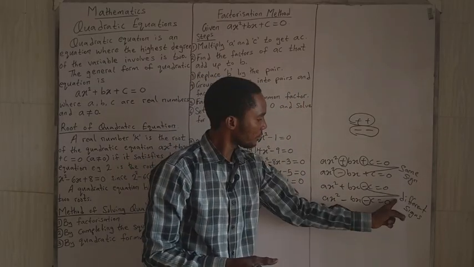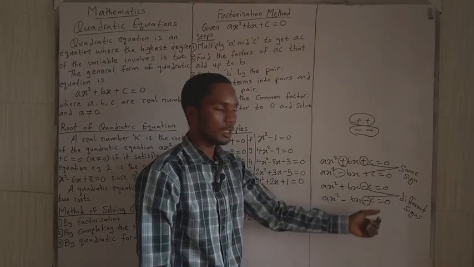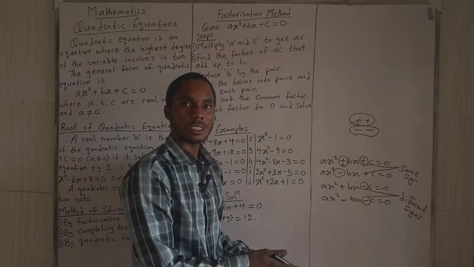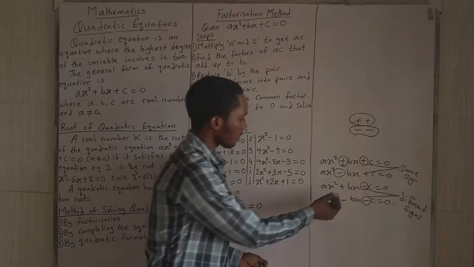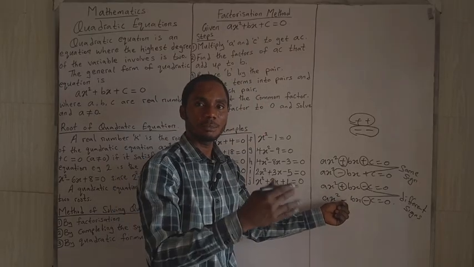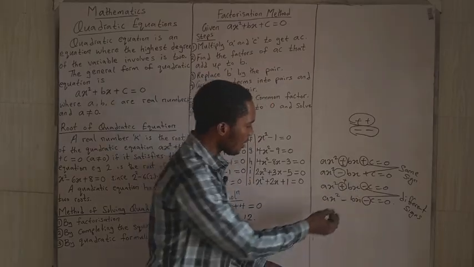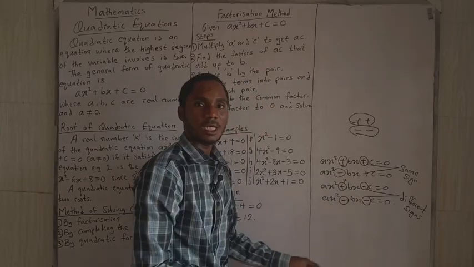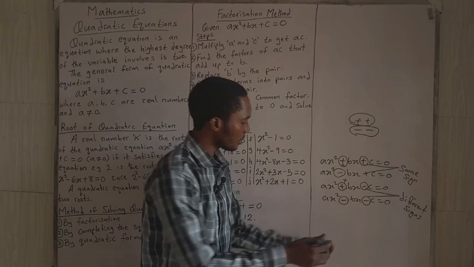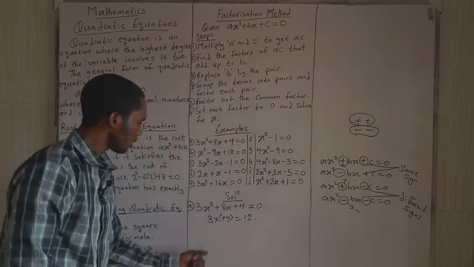One will be positive and one will be negative. If we have the constant to be negative, how are we going to know the one that will be positive and the one that will be negative? We have positive here. This means that the bigger number between the pair is positive. And if we have negative here, it means that the bigger number between the pair is negative.